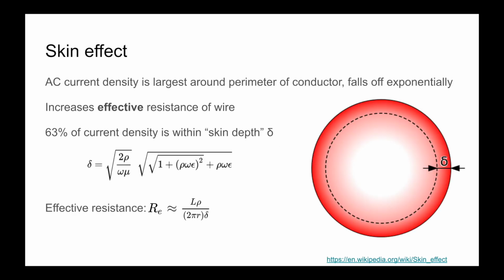To make matters worse, the coils deal with AC currents, meaning that we may have to worry about something called the skin effect. The skin effect is a frequency-dependent phenomenon where current density in a conductor builds up around the perimeter and falls off exponentially as you approach the center. This increases the effective resistance of the wire because the usable cross-sectional area is significantly reduced. We define a quantity known as the skin depth, sigma, to represent the distance from the outer perimeter that holds 63% of the current density.